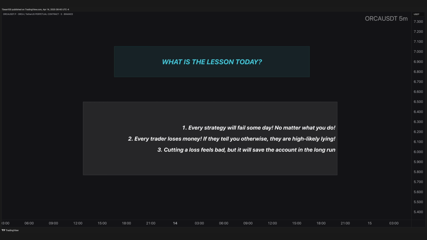It is highly unlikely. And lastly, cutting a loss may feel bad at first, but after all, you will be losing some money. But you must get used to this feeling. Cutting a loss is the only way to save your account in the long run.